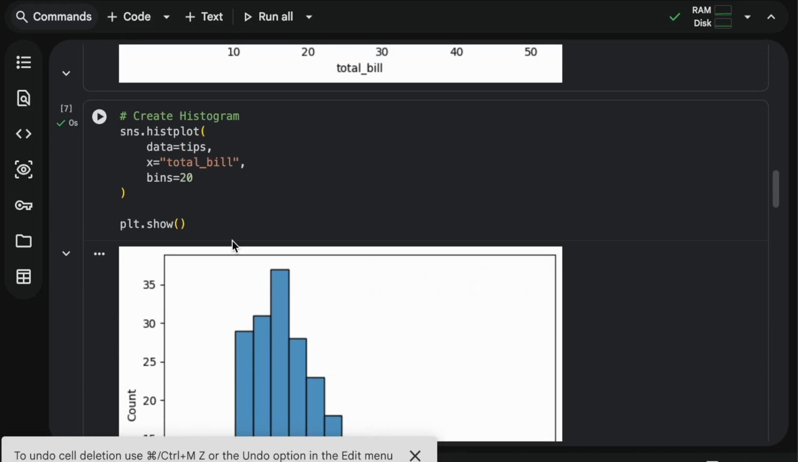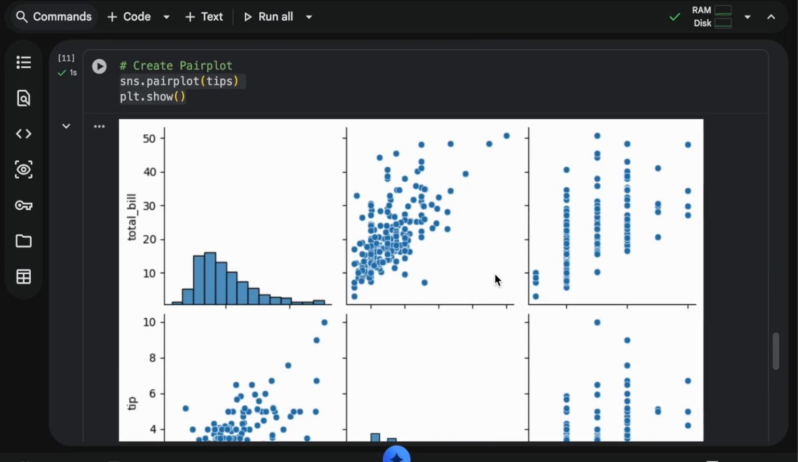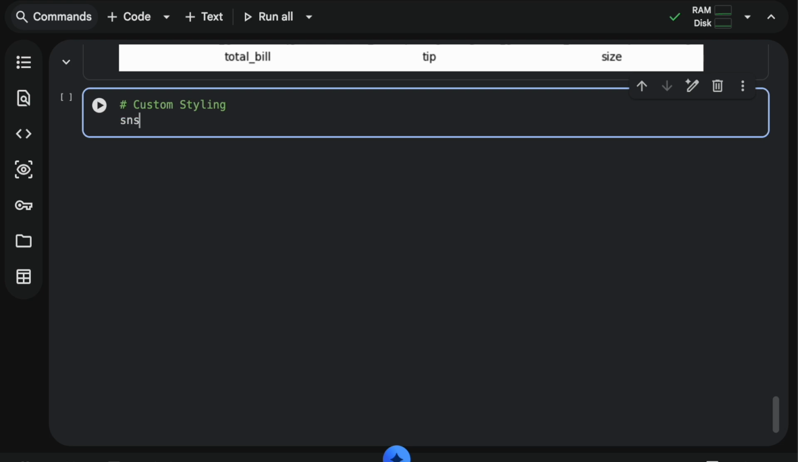Next, let's explore how changing Seaborn's theme can make the histogram of total bills look different. First, we can apply the whitegrid theme. This theme gives the plot a clean, light background with subtle grid lines, which makes it easy to read the distribution of bills while keeping the visualization professional.